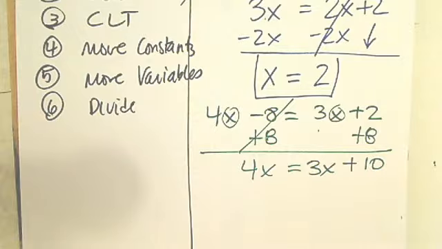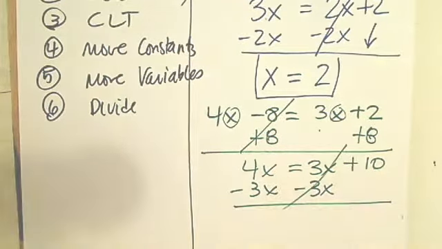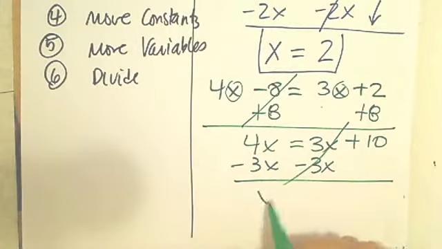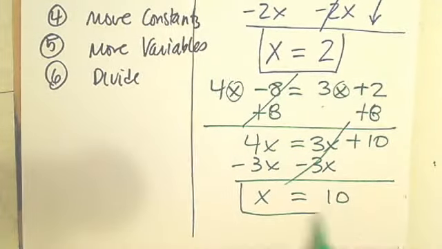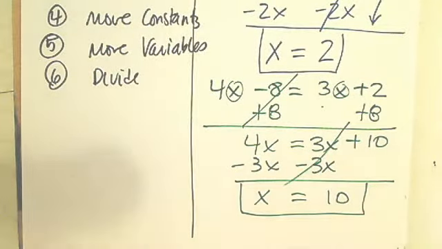The next step, balance it out, bring over the variable, right? Now, bring over 3x here, cancel those out, x equals 10. Okay, you're balancing equations. When you get to science class, you're going to be balancing equations as well, but with a whole bunch of numbers and stuff.